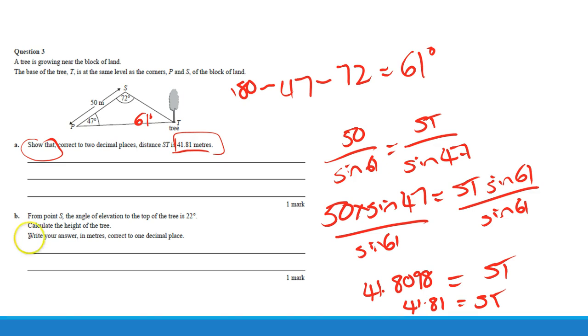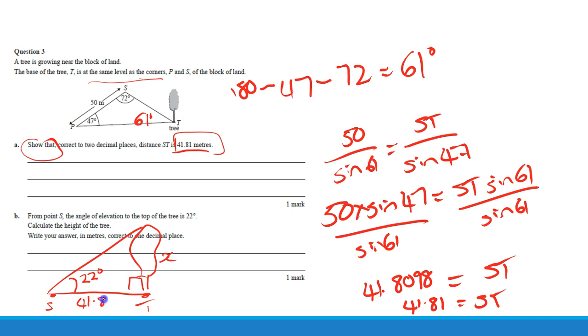Part B. From point S, the angle of elevation to the top of the tree is 22 degrees. Calculate the height of the tree. Remember, it says they are on the same level. So S and T are on a flat piece of land. So that's the horizon, the flat piece of land. There's your tree. The angle of elevation to the top of the tree is 22 degrees. Find the height of the tree.